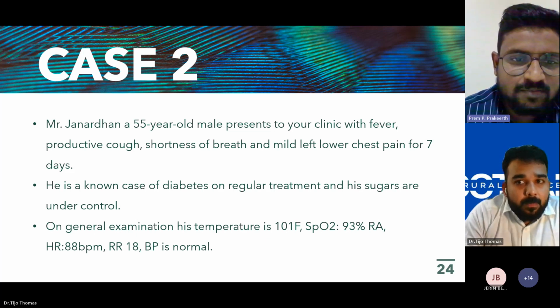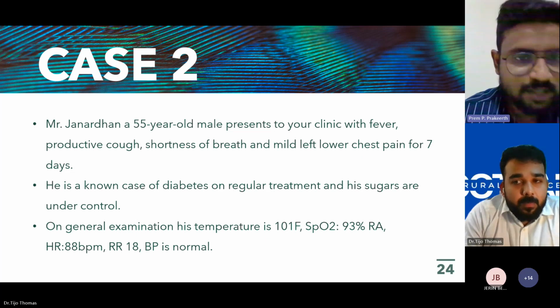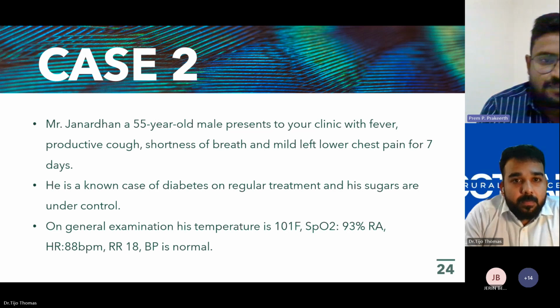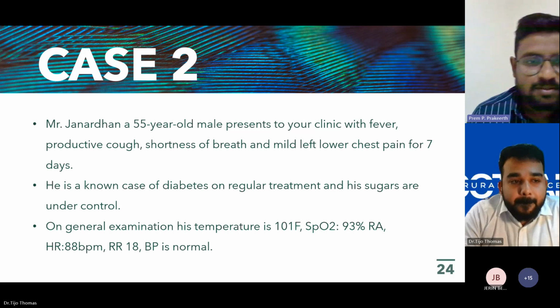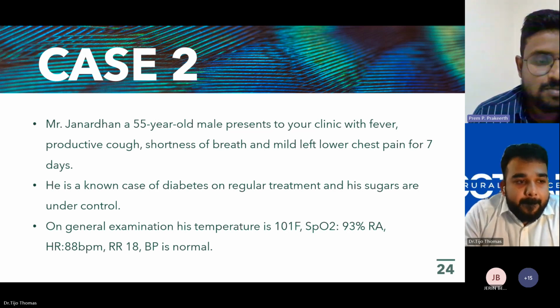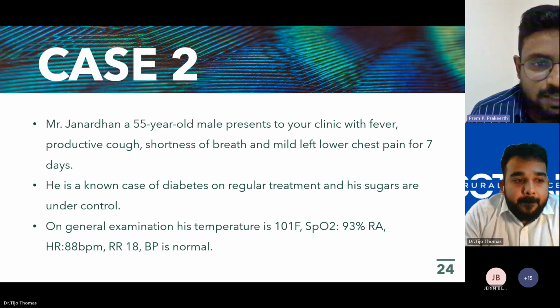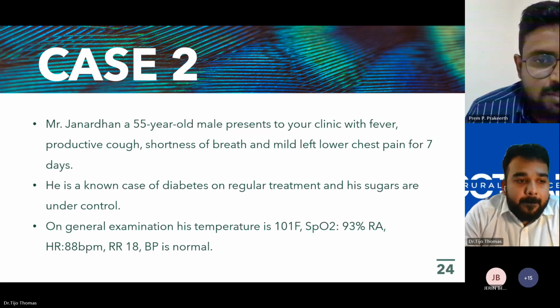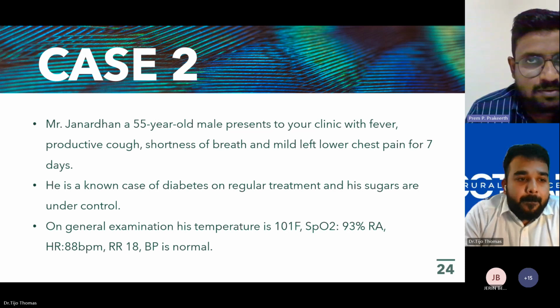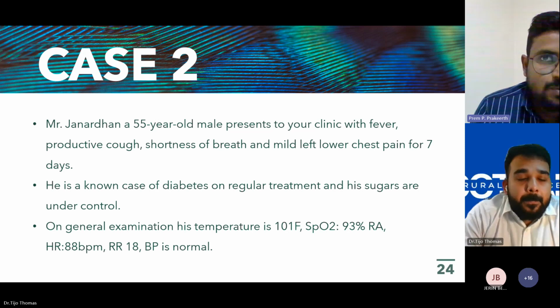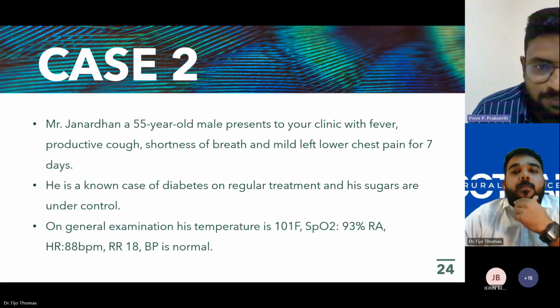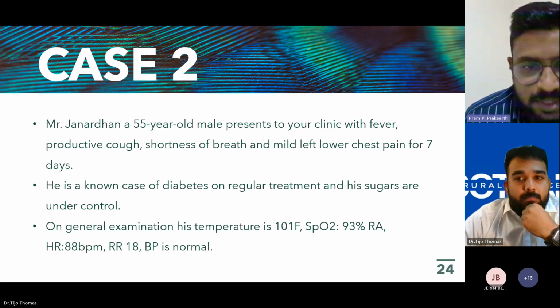Obviously, the character of breathlessness here, as I've told already, is a productive cough with predominantly breathlessness. It should be a respiratory cause of breathlessness, but again, you have to rule out a cardiac cause of breathlessness also, especially if the patient is elderly, 55 years old, and a diabetic. So you can have associated ischemic heart disease or coronary artery disease also. In such a condition, you have to have a proper history and clinical examination to arrive at a diagnosis.